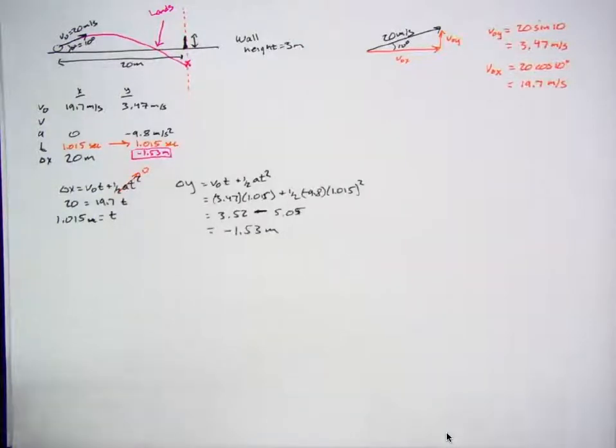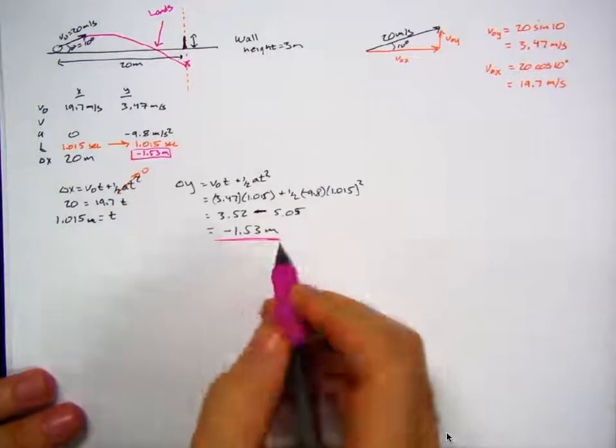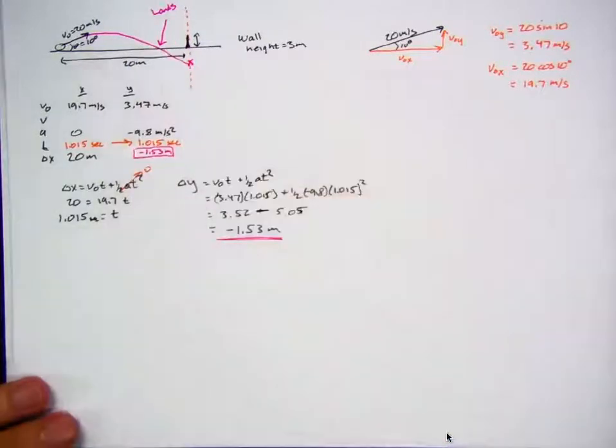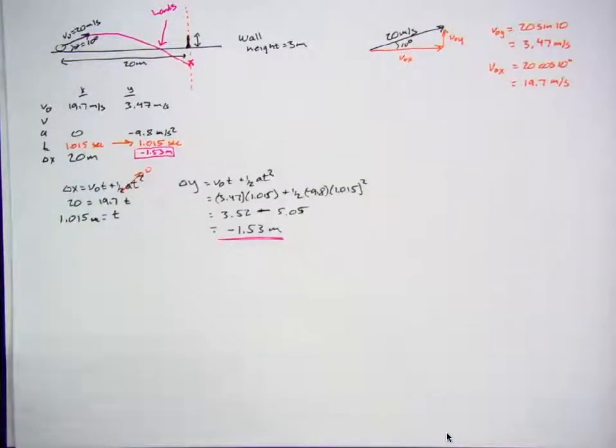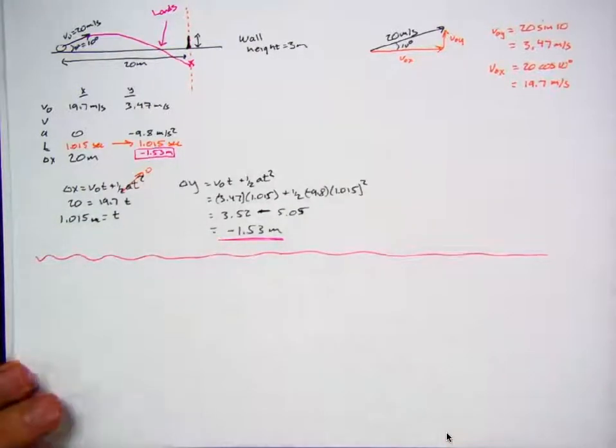Where does it land? By finding out that the delta y is negative, it means that it's hitting down below, which means it actually lands in front of the wall. Let's change our parameters a little bit. Let's do the same problem, but let's shoot it up higher in the air.